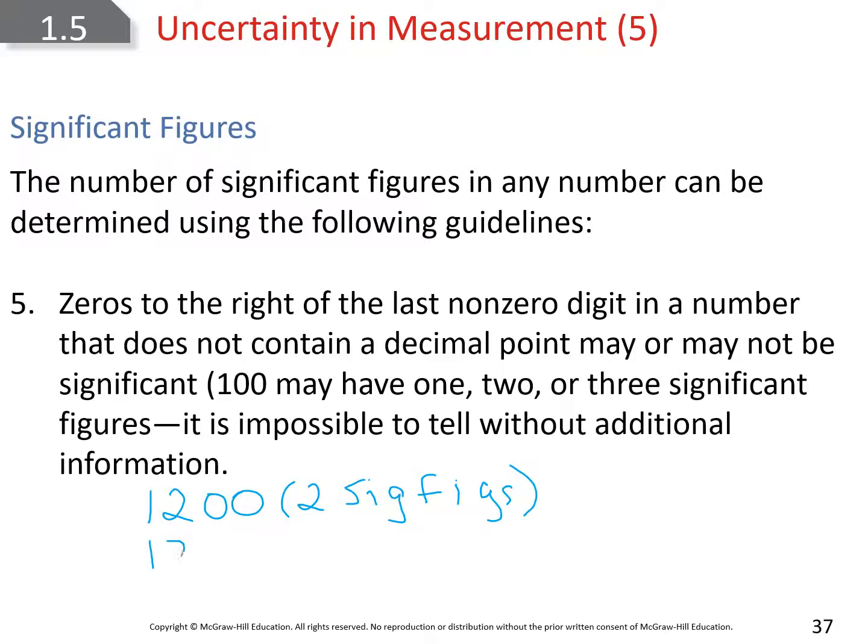But 1, 2, 0, 0.00 now actually has 1, 2, 3, 4, 5, 6 sig figs. Okay, all those zeros count simply because there's a decimal.